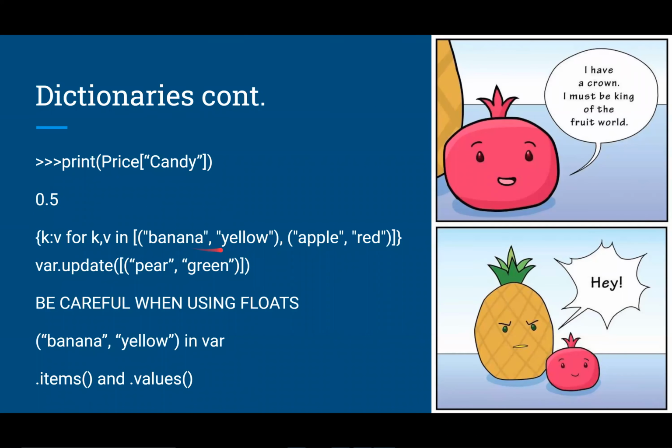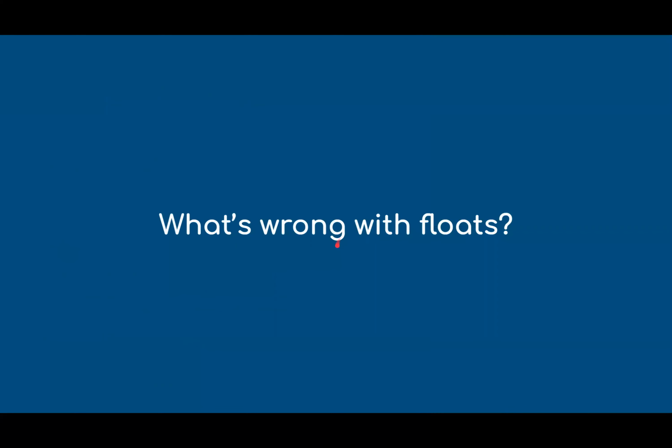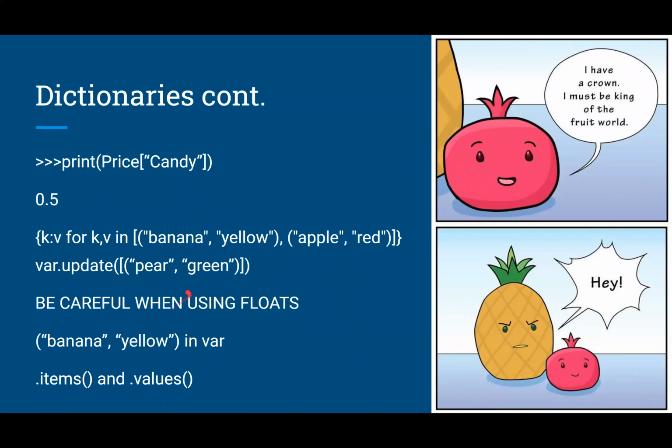So you can also cycle through a dictionary like this. So this is using a for loop to cycle through a dictionary. So we have our key and our value, for k, v, key value in our dictionary here. And what this will do is basically cycle through all the key values in the dictionary. And then if we wanted to add a value to our dictionary, we'd use the .update function, which would update the key and the value of that key. Another thing to be careful of is when we're using floats. And we'll go over that in just a second.